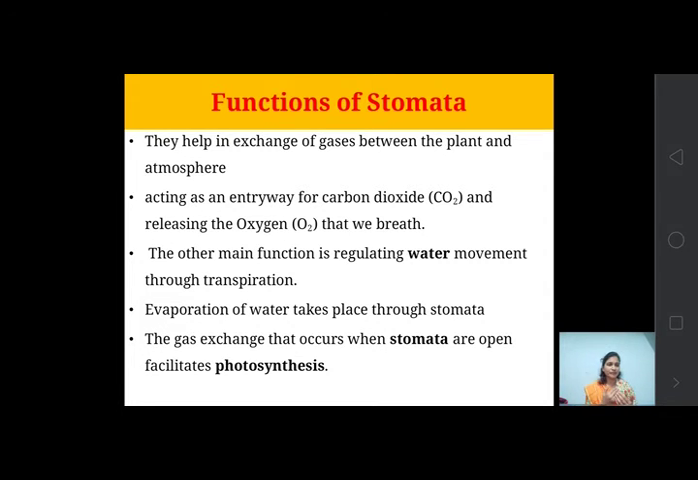Plants also respire, they also release carbon dioxide and take in oxygen. So this gaseous exchange also takes place through the respiration process, hence ultimately it also helps in the respiration process. And this is one of the functions of the stomata.